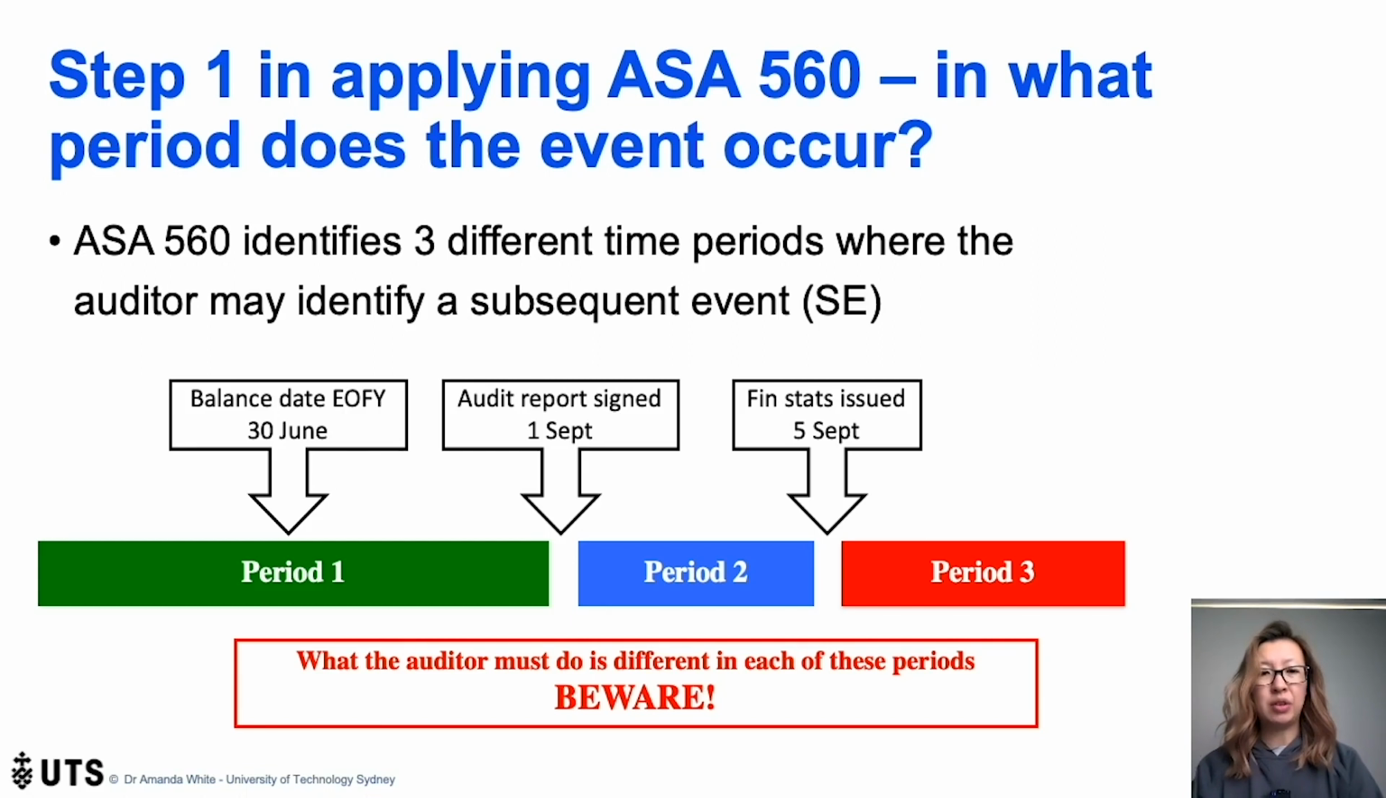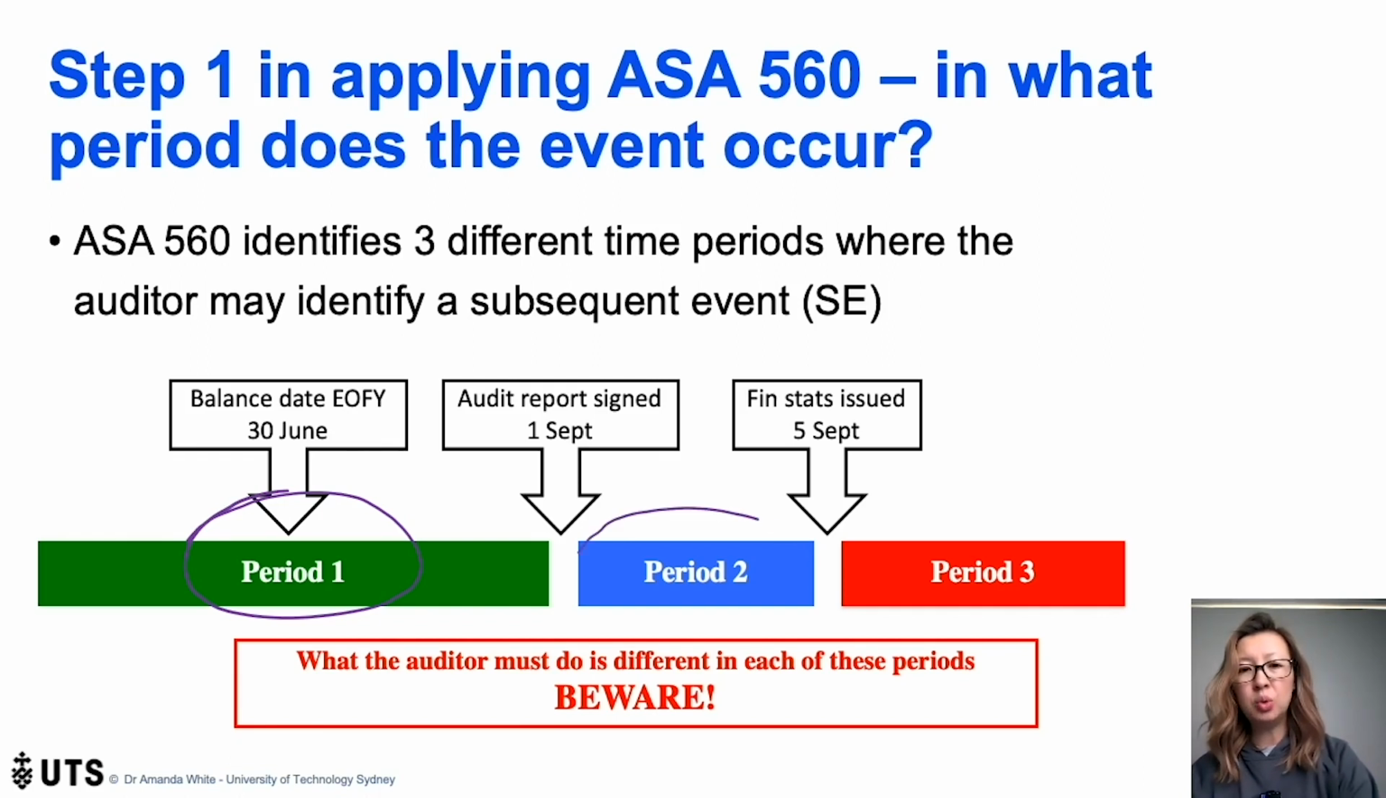I'll use purple, that'll be easier to see. So period 1 is anything up to and including the date that the audit report was signed. Here I've got the 1st of September as the date the audit report was signed. So period 1 is anything that I discover during the financial year or in those first few weeks of the audit until the audit report is signed.